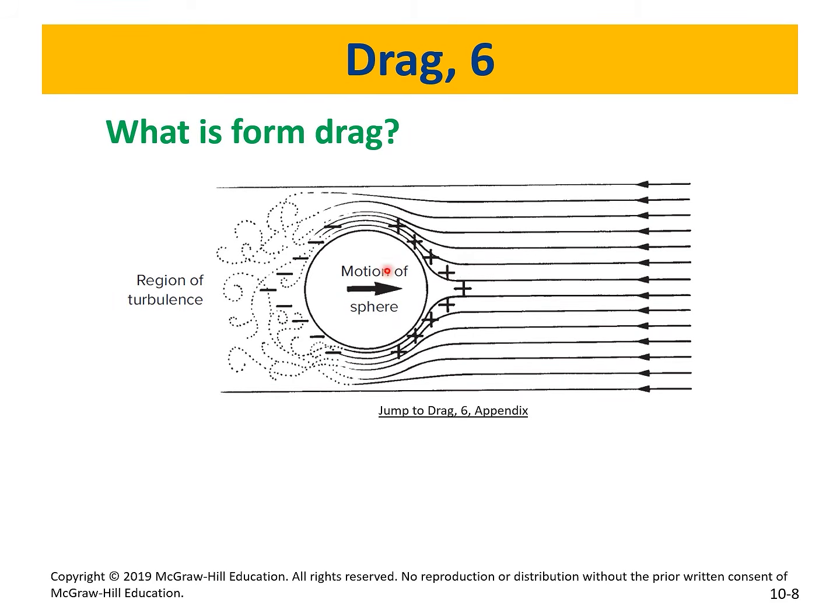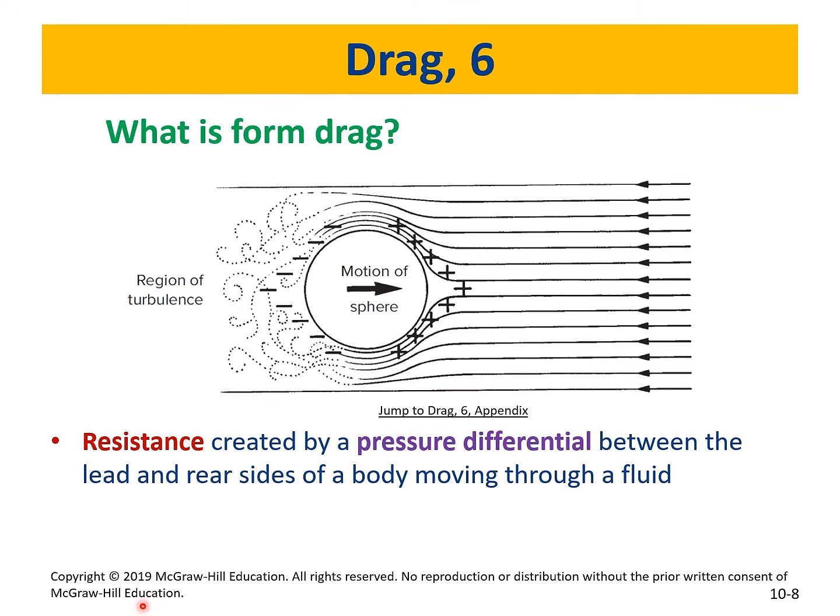Again, if you have laminar flow of a fluid, and then you have an object, there is a difference, so they will have turbulence behind it. The difference in pressure between the leading and the tail, the head and the tail, that's a form drag. Does that make sense? We're talking about these. Okay, then, so this is created by pressure difference. That is the form drag between the lead and the rear side of the body moving through a fluid.